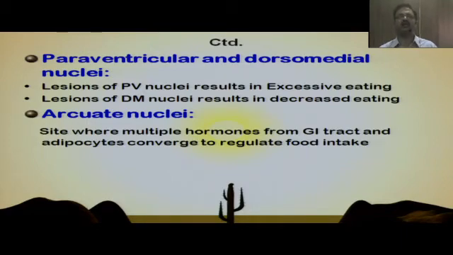We have arcuate nuclei in the hypothalamus, which act as a site where multiple hormones from the GI tract converge and act upon these arcuate nuclei, and the adipocytes converge to regulate the food intake.